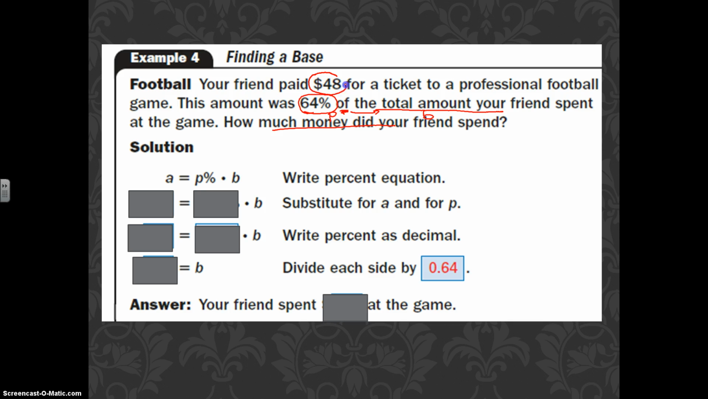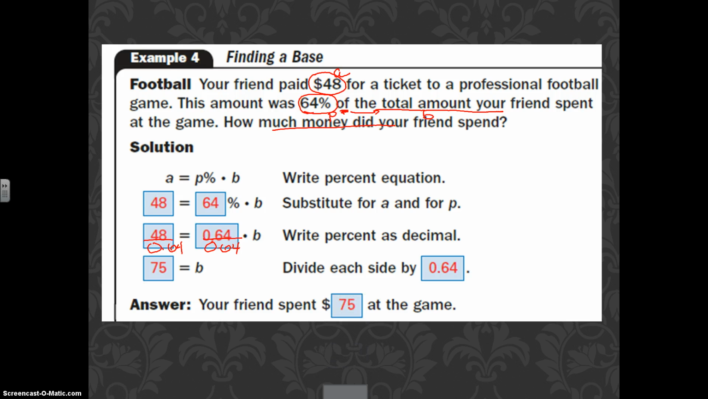The only thing that you know is that part of what he spent was the ticket. This was part of what he spent. So 48 is A, 64% is the percent. Change it to a decimal. Same thing, we have to get rid of the multiplying by 0.64, so divide by 0.64. 48 divided by 0.64 equals 75. So your friend spent $75 at the game.